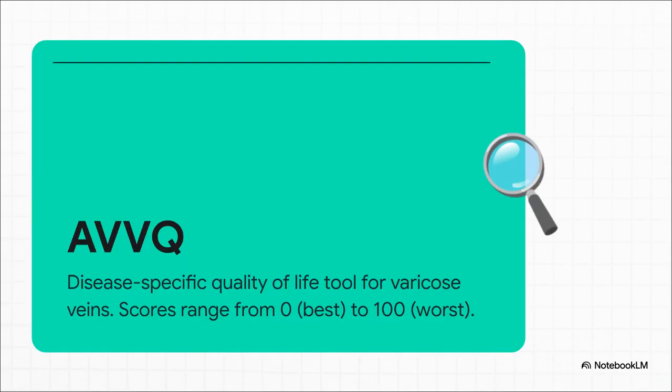Okay, listen up. This is non-negotiable. You have to mention the primary endpoint by name. It was the Aberdeen Varicose Veins Questionnaire, the AVVQ. And don't just say the name, take a second to explain what it is. Show them you know your stuff. Just say, it's a validated, disease-specific quality of life tool, and remember, a higher score is worse. Knowing that little detail is absolutely critical when we get to the results.